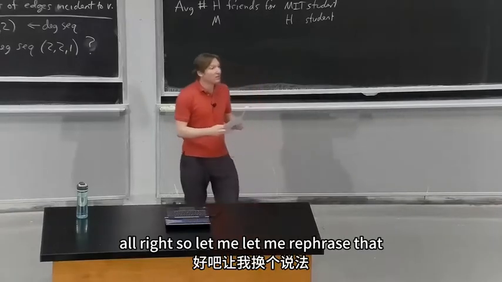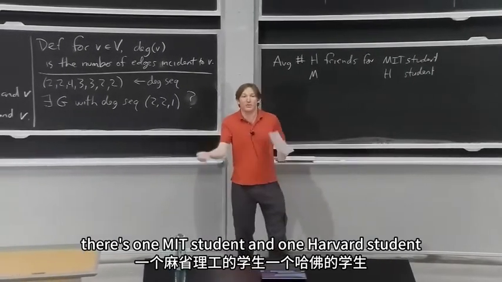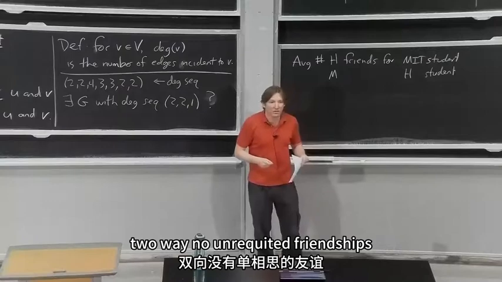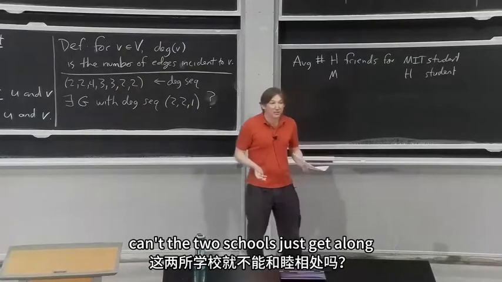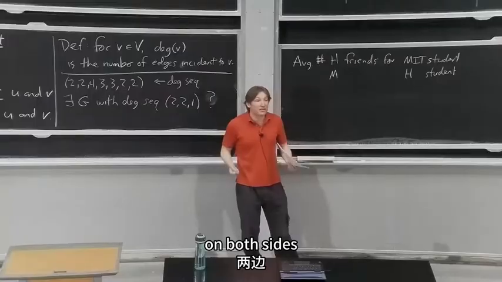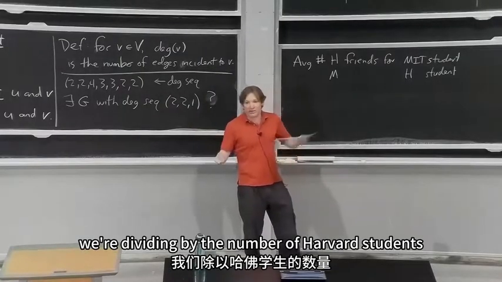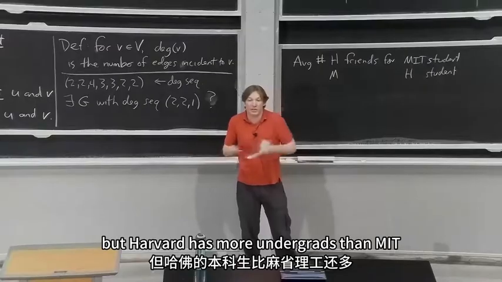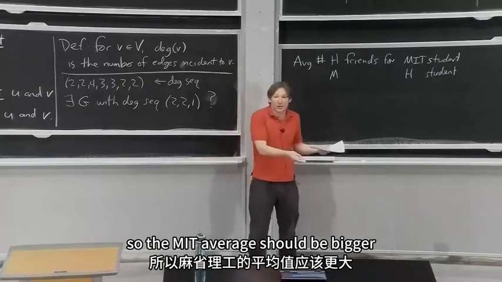All right. So let me rephrase that. So we know that every friendship goes both ways. There's one MIT student and one Harvard student. Again, we're assuming friendship is two-way, no unrequited friendships. Can't the two schools just get along? But because there are the same number of friendships on both sides, when we're taking the average, we're dividing by the number of Harvard students and dividing by the number of MIT students. But Harvard has more undergrads than MIT, so we've divided by a bigger number. So the MIT average should be bigger.